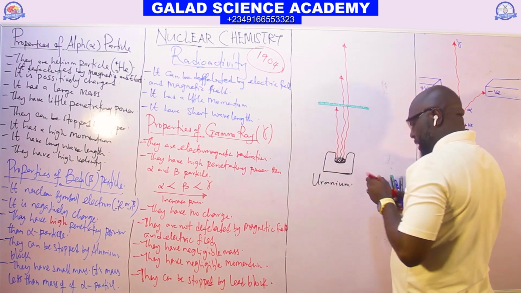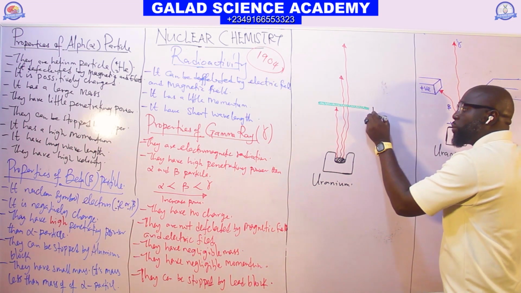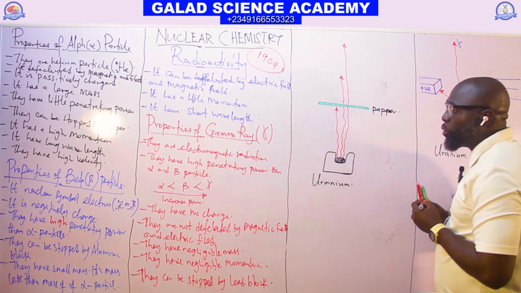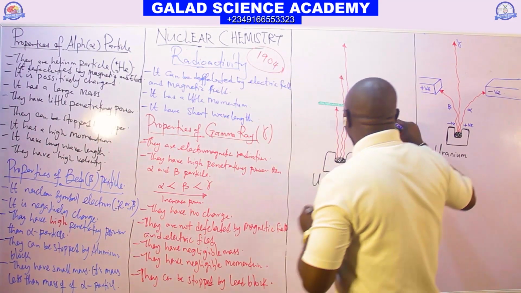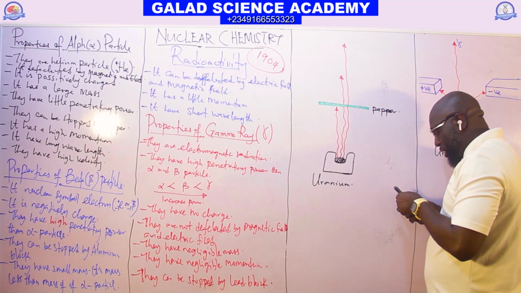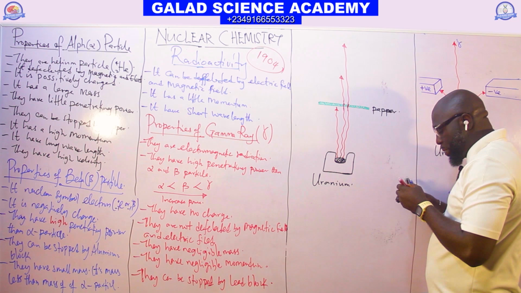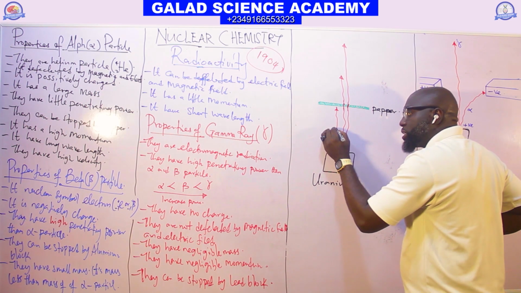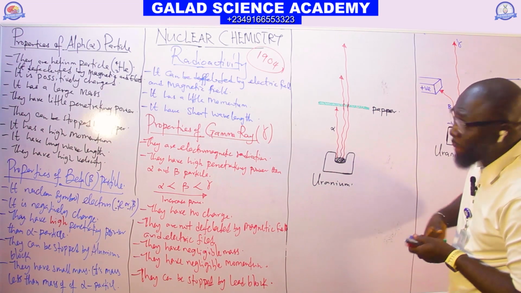This green marker represents paper. I said it here that it can be stopped by paper. So the ray that is stopped by paper is called alpha. But the remaining two rays, they penetrate the paper.